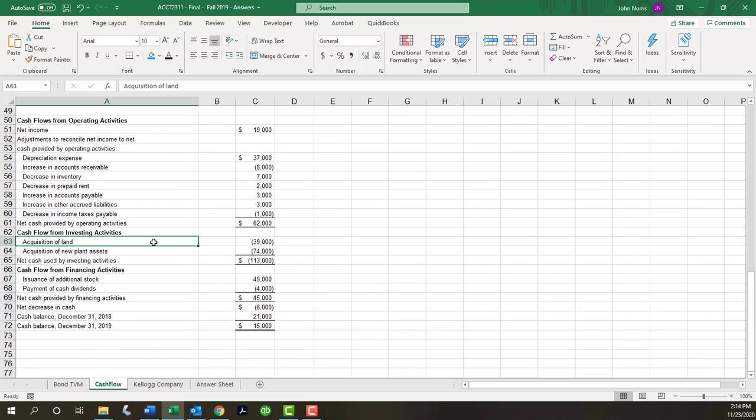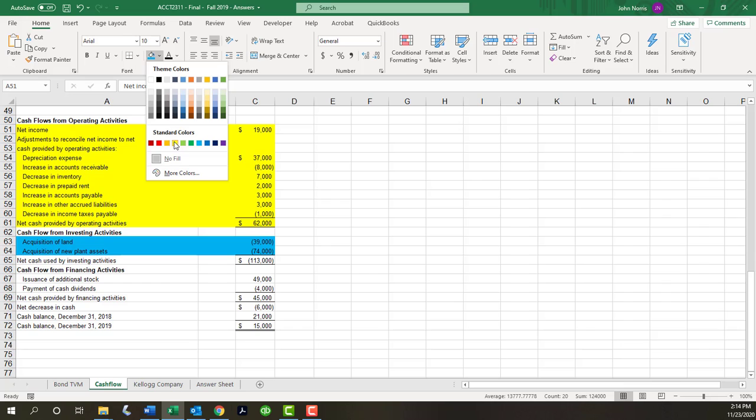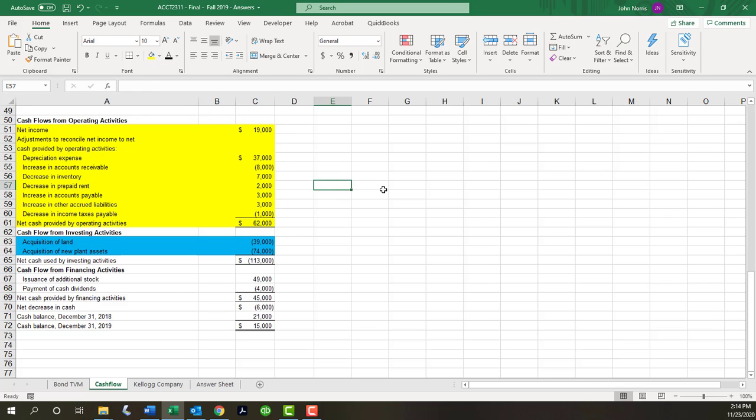So we had net cash used in the, actually, highlight all of this in yellow. There we go. Net cash used for the acquisition of land, $39,000. Net cash used for the acquisition of new plant assets, $74,000. So net cash overall total used by investing activities, 113,000.